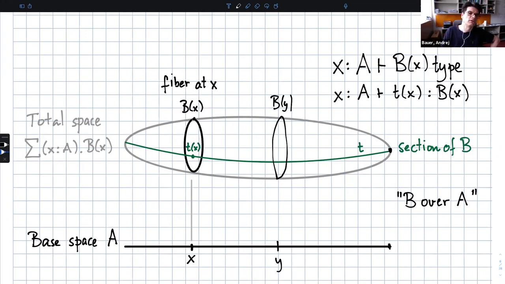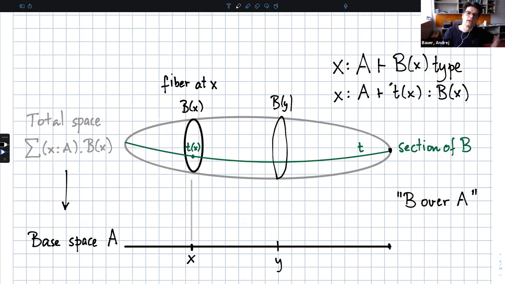Now you will also hear the geometric phrase that B of X is the fiber at X, because if you think of this as a map, so you see this gray thing, I can collect all the fibers together and I get a type of all the points, which is called the total space. And we will see in a moment that that's just the dependent sum. And so you can think of there being a map, which is the first projection, which goes down. And so if you ask, what is the inverse image of X under that projection, you will get here the thing that's normally called the fiber. Okay, so that's the picture we should have.